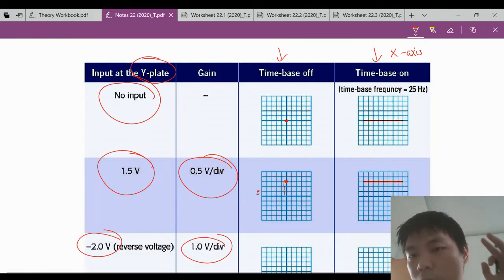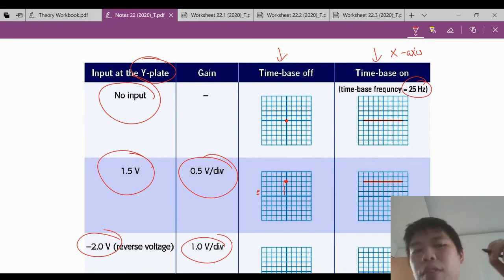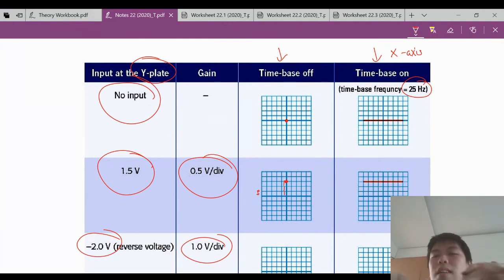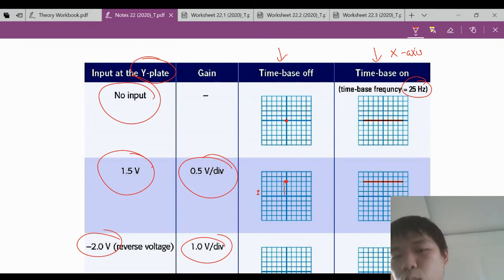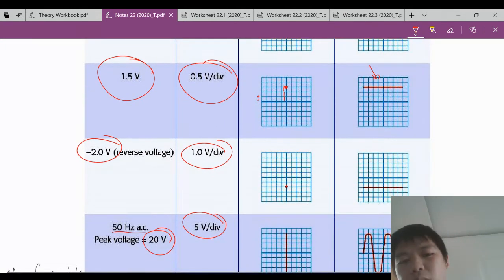So now your time base is on, using the x-axis. Your time base has a frequency of 25 hertz. Assuming that your time base has a frequency of 25 hertz, it means that there is an x-axis movement. Your dot now will start to move and it will form a straight line. Similarly here, your dot above here will start to move and will form a straight line across. Your dot at the bottom here will also move and form a straight line.